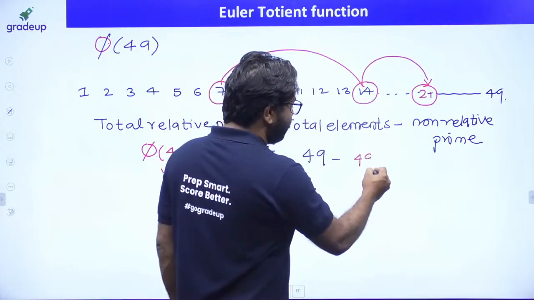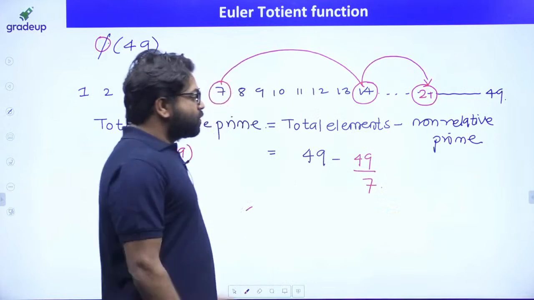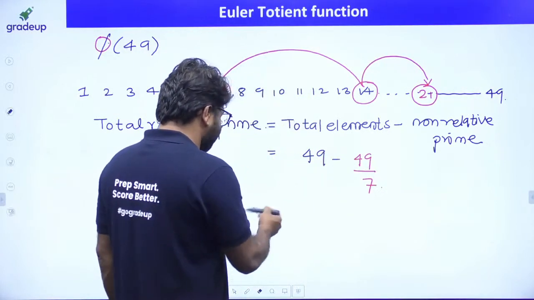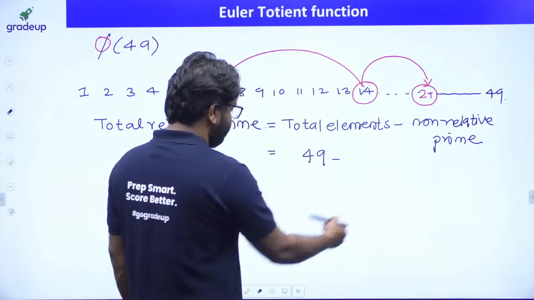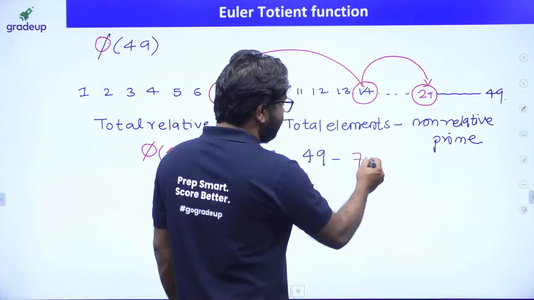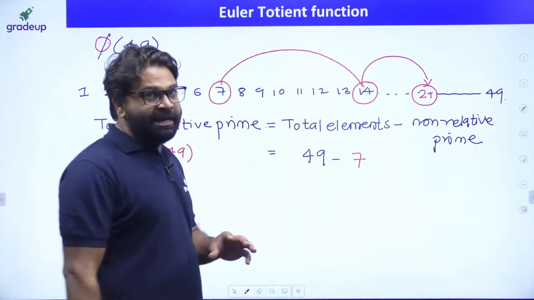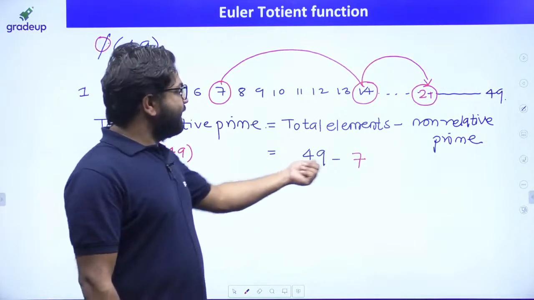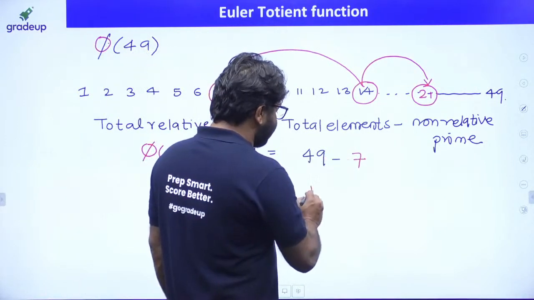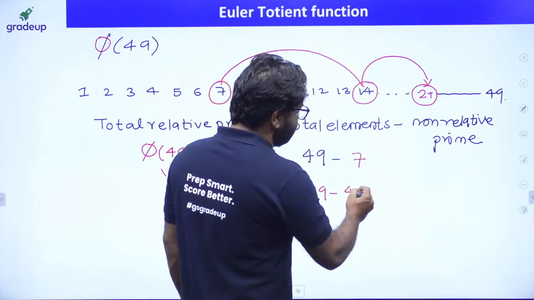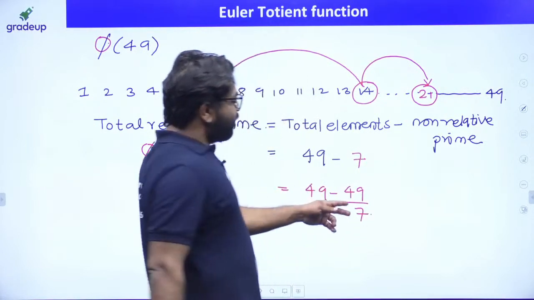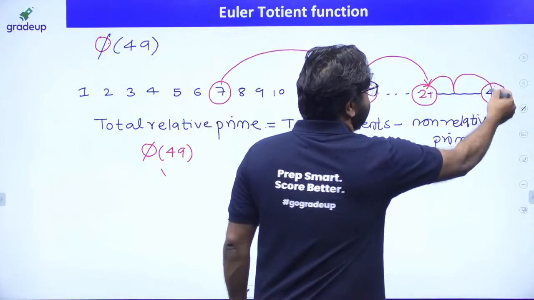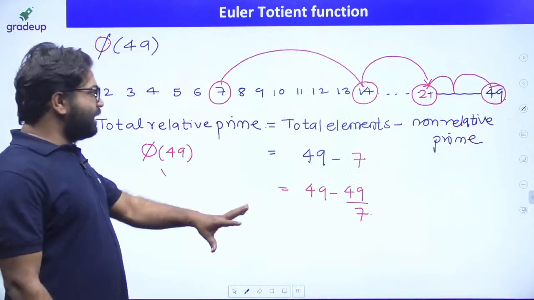So we can say 49 divided by 7. I'll write in another format so that you get to know: 49 minus 7, because there are 7 elements for which GCD is not equal to 1. So 49 minus 7 can also be written as 49 minus 49 divided by 7, because it is taking a jump of 7 and finally reaches 49. This is my whole idea regarding that.